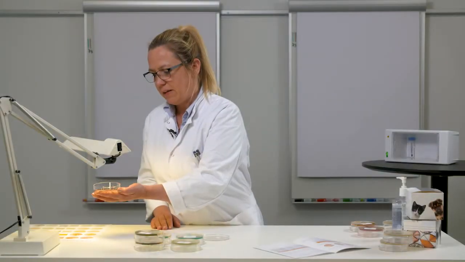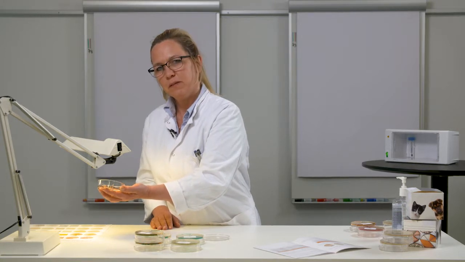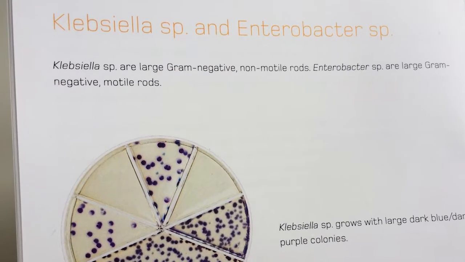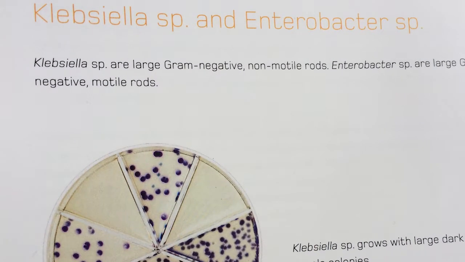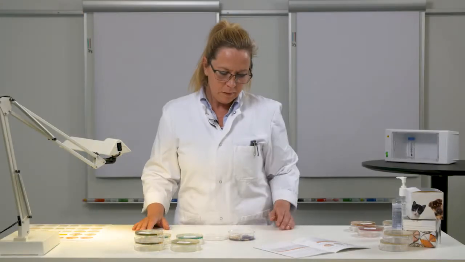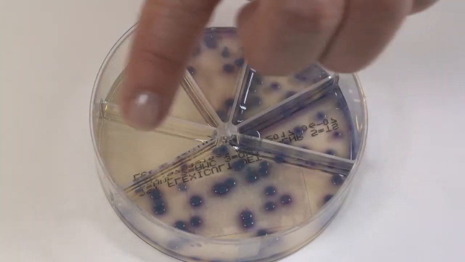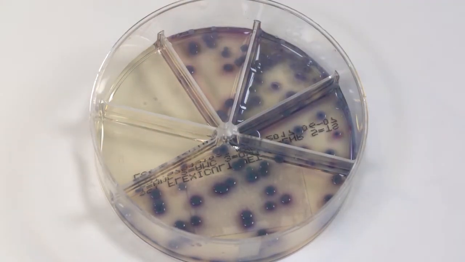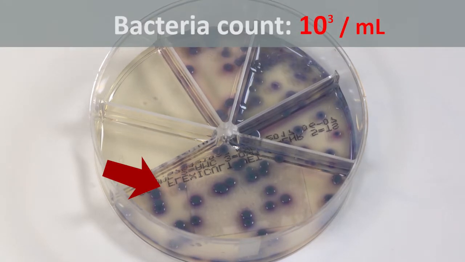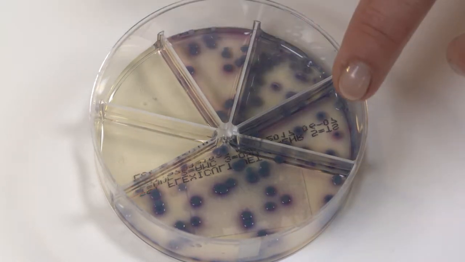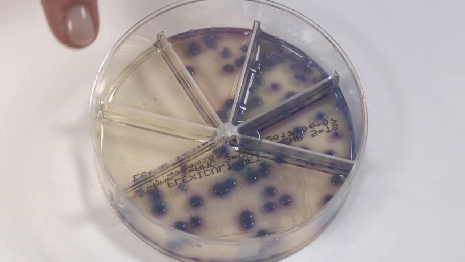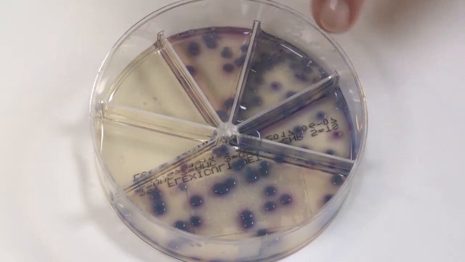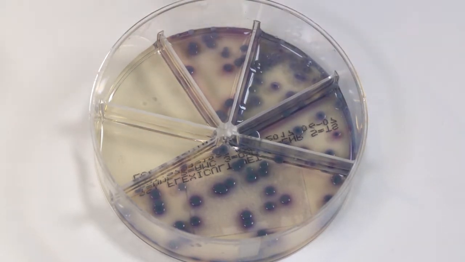The type of bacteria I'm looking at now is a Klebsiella species. It forms large, fat, dark blue-purple colonies. I used the pictures from the insert to identify the bacteria species. Again, I assess the bacteria density in my counting compartment and quantify my bacteria. In this case, there are 10 to the 3rd per milliliter. I look at the antibiotics compartment for determination of resistance. Growth indicates that these bacteria are resistant, and here, where there is no growth, they're sensitive.